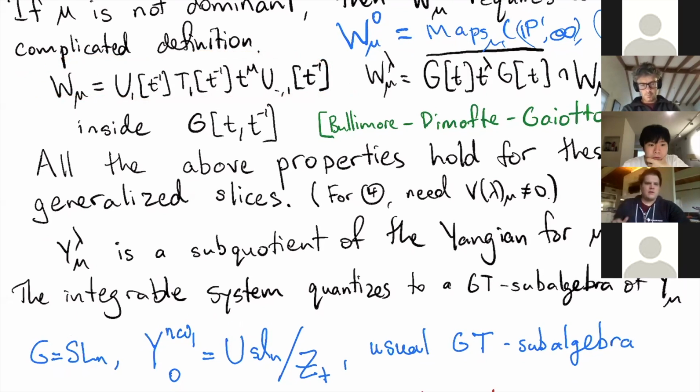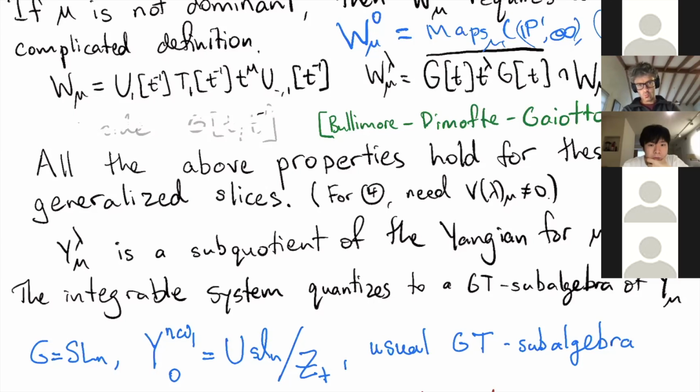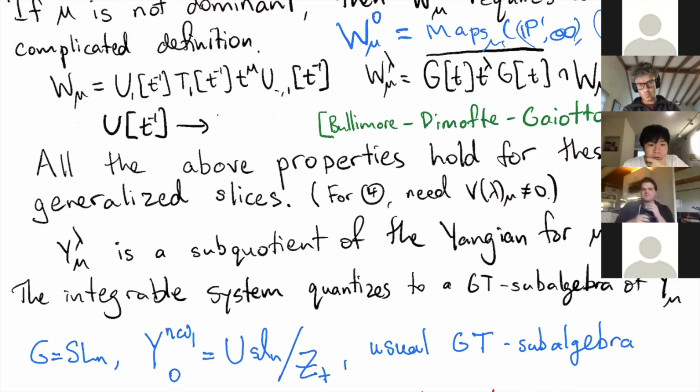So here, maybe just let me erase so I have more space. Each of these groups is defined like this. Maybe I should have said this. I can take U, the upper triangular subgroup of my group, the unipotent radical. I take its points over polynomials in T inverse. It has an evaluation map to U given by sending T inverse to 0. And then its kernel is denoted U_1[T^{-1}]. Okay, thank you. So that's what the U_1[T^{-1}] is about.